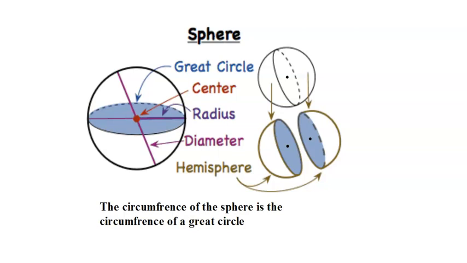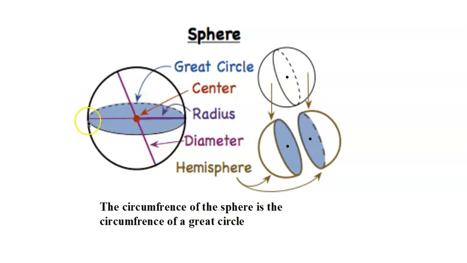Sphere. Everybody remembers what a sphere is. This is a ball, right? Technically, it is the set of all points in three-dimensional space that are equidistant from a center. All right? So, kind of like a circle, but in three-dimensional space instead of two-dimensional. And that distance from the center is called the radius. So the distance all the way across through the center is the diameter.